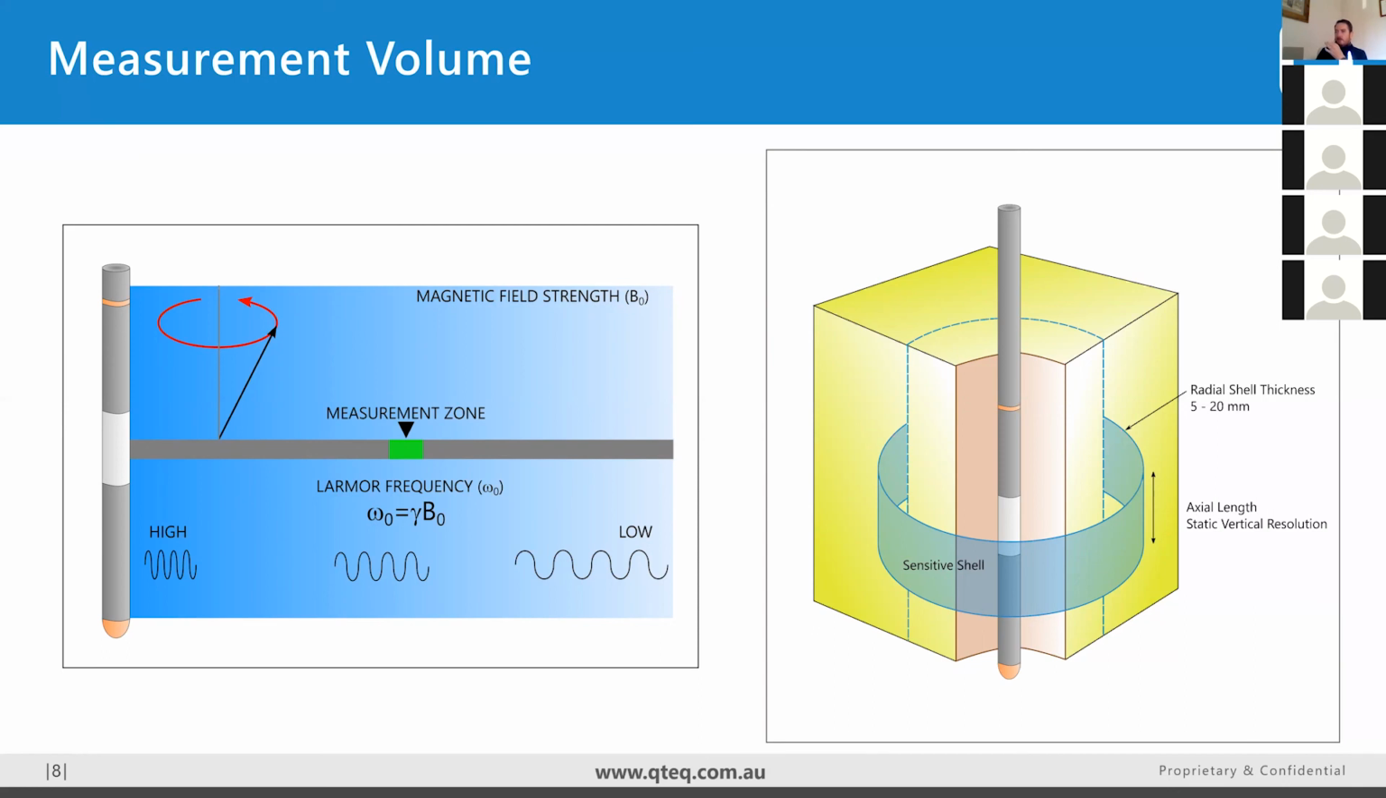So we typically measure about 20 millimeters into the formation to help avoid some of the borehole drilling damage that may come through. But yeah, we just measure a thin shell into the formation. So as long as there's no washouts into that area, then we get a measurement of the rock matrix.